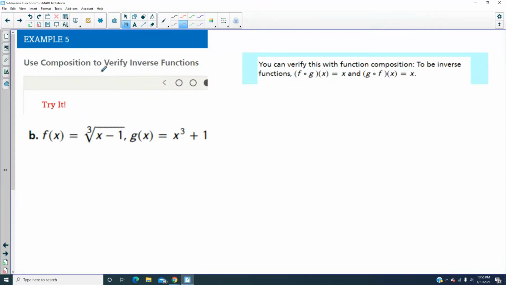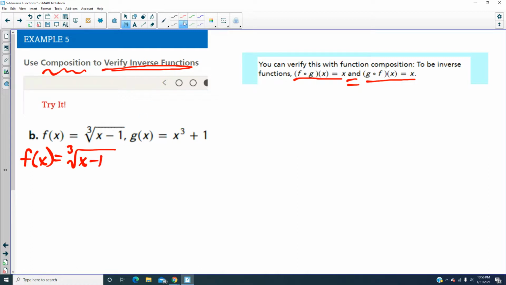Verifying inverses. So if you see this word verifying inverses, that is your cue to use a composition. So there is a rule that you can use to verify inverse functions. If you do f of g and you get x, and you do g of f and you also get x, then those functions are inverses of each other. So I'm going to color code again, just like I did in the previous. I'm going to say that f of x is in red, and I'm going to put g of x in blue.